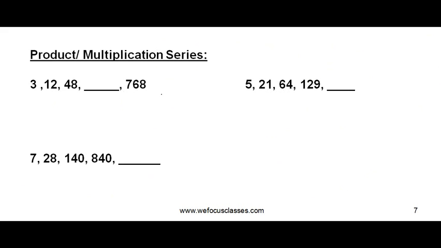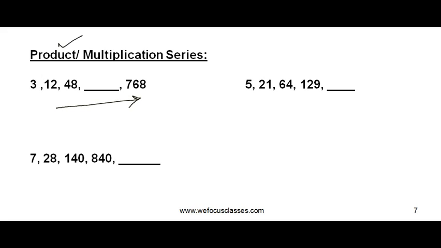cubes. Now go to the next model, that is product and multiplication. See friends, whenever the problem is given as 3, 12, 48 like this, and 7, 28, 140, 840, 5, 21, 64, 129. See, in each and every problem, the values are increasing very fast. Means from 3 we are getting 12, from 12 we are getting 48, and it is going to a 3-digit number. The increase is very fast.